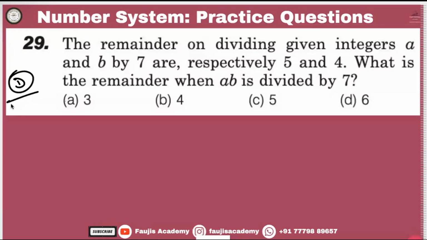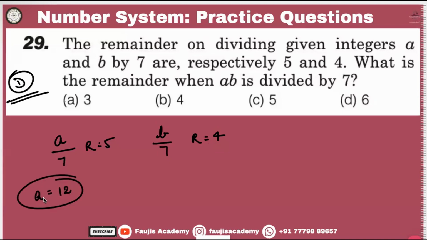We are currently saying D. We'll evaluate that. So the remainder on dividing integers A and B by 7. If A is divided by 7, remainder is 5. And if B is divided by 7, remainder is 4. Right? So that means A was how much? A must have been 12, right?